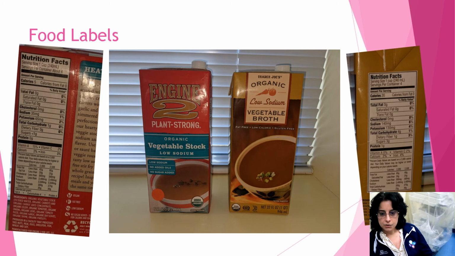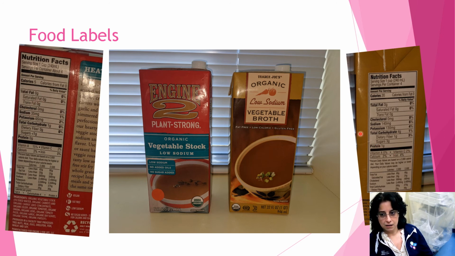So here's a couple of examples of that. Here are two vegetable stocks that are both labeled low sodium. One is a Trader Joe's, this one is Whole Foods. But even though they're both vegetable stocks and they're both low sodium, their sodium content is actually different. All you can guarantee by looking at the front is that they're at least 140 or less milligrams. Your Trader Joe's is 140 milligrams of sodium per serving. Your Engine 2 is 35 milligrams per serving.